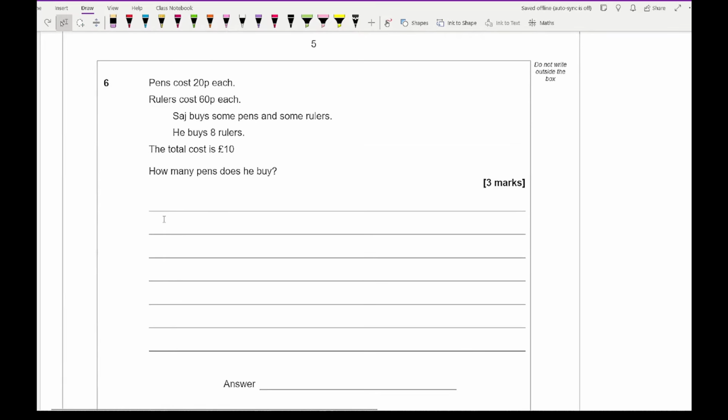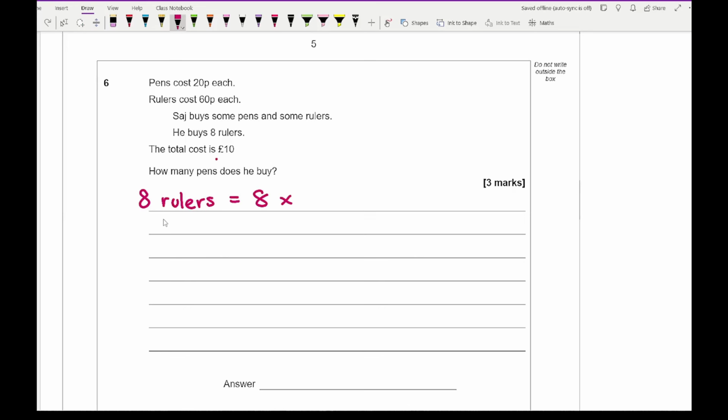Then moving on to question 6, it says that pens cost 20 pence each, rulers cost 60 pence each. Saj buys some pens and some rulers. He buys 8 rulers. The total cost is £10. How many pens did he buy? So first things first, let's work out how much he spent on the rulers. So 8 rulers is going to be 8 times.